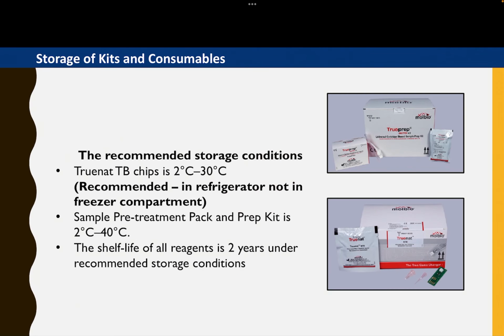Now the storage. There are different kits which come with it, with different storage requirements. The main things which we use in the PCR part are chips. There is an MTB chip and a RIF chip. The company says it can be stored between 2 and 30 degrees Celsius, but we highly recommend that you store these chips in the refrigerator, because we had issues where this was stored at room temperature and we got so many invalid results. These MTB and MTB RIF chips have to be stored in the refrigerator and not the freezer compartment. Please don't put anything in the freezer compartment. Keep these chips in the normal lower part of the refrigerator.